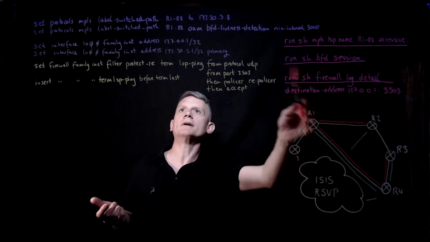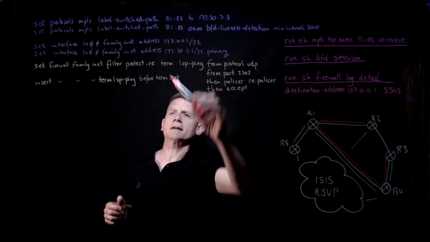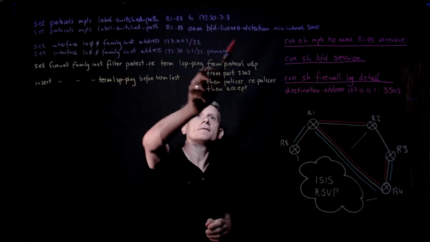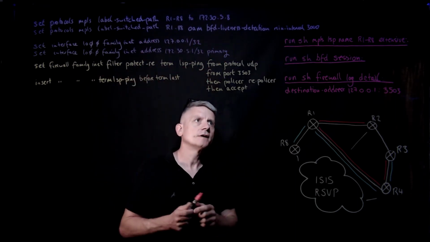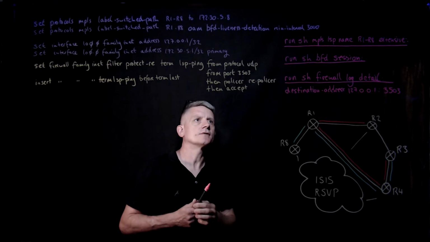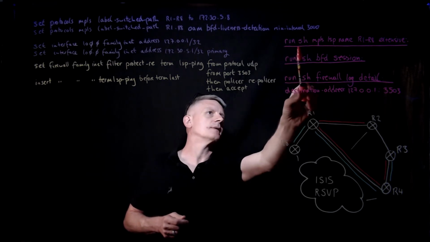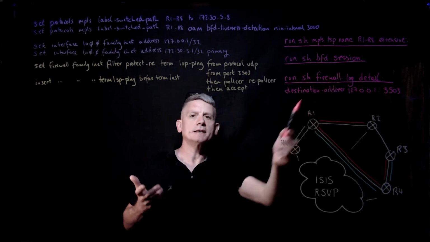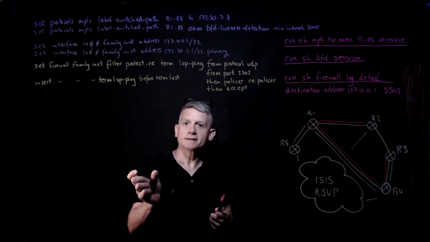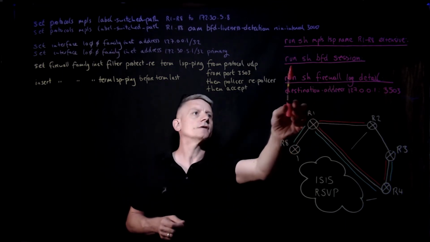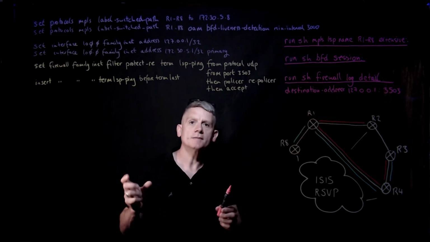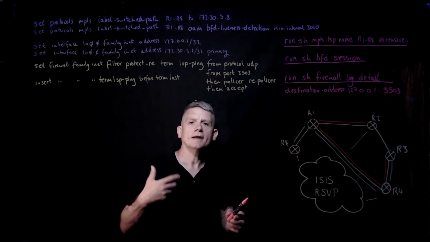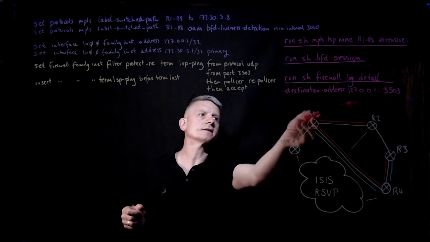So what would happen with these label switched paths that we set up on the previous screen? They're all configured, but they're not working. And of course, we have a look, run show mpls lsp name R1 to R8 extensive. We can see that LSP ping isn't getting through. Do the show bfd session, we can see that the BFD has failed. We have a look in the firewall log, we see this destination address.